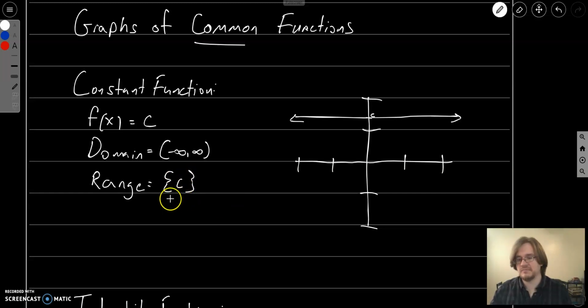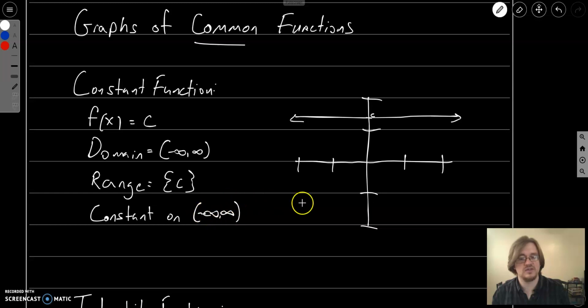When we look at this, this function is going to be constant, hence the name, on the entire interval from -infinity up to infinity. It never goes up or down, meaning it never increases or decreases. And then furthermore, this is an even function. If we flip this across the y-axis, we get the same function.